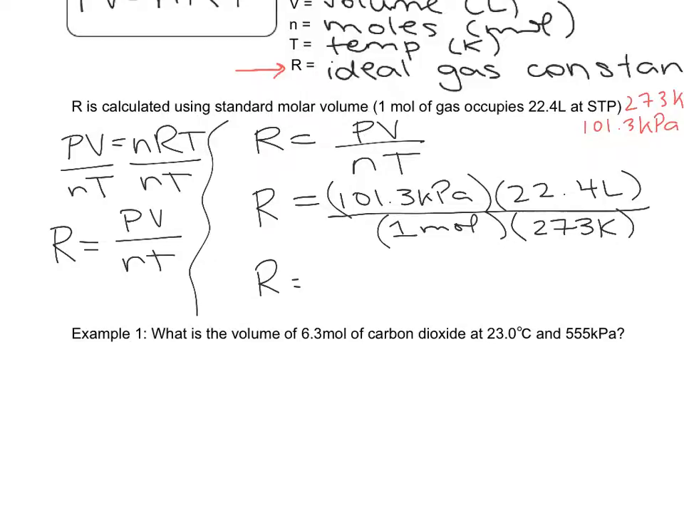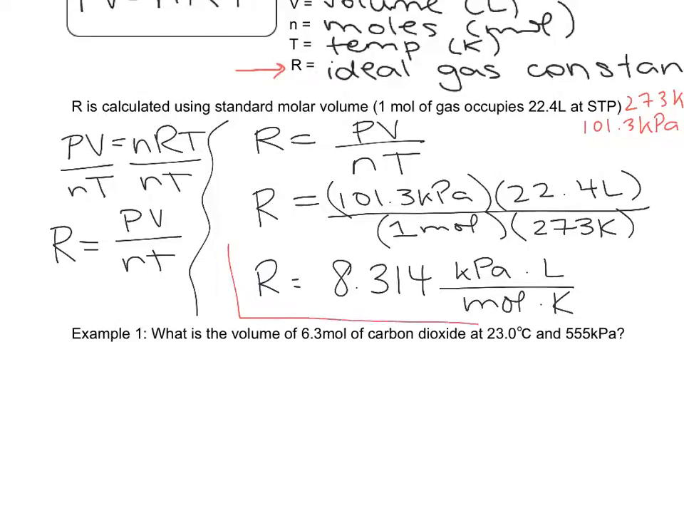So if I sub this in, I get the value 8.314 kilopascal liters per mole Kelvin. So this is the ideal gas law constant, and you do need to commit this one to memory as we will be using it throughout today's work, as well as when we're looking at stoichiometry of gases.